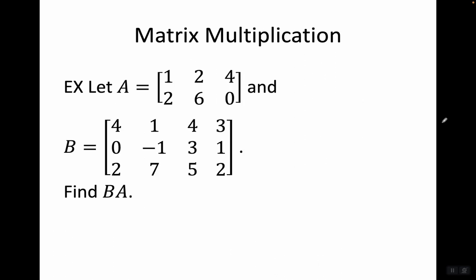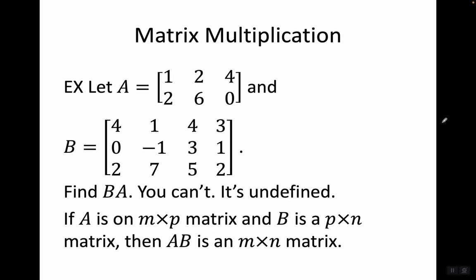Let A equal [1, 2, 4; 2, 6, 0]. Okay, B equals the same matrix. Find BA. Oh, you can't. It's undefined, because how would that work? You just can't do that, because it would be this row times this column. Oh yeah, you can't do that. That's not going to work out.